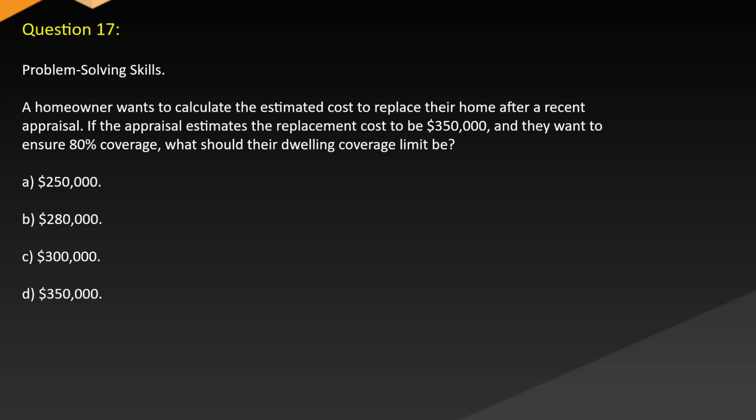Question 17. Problem-solving skills. A homeowner wants to calculate the estimated cost to replace their home after a recent appraisal. If the appraisal estimates the replacement cost to be $350,000 and they want to insure 80% coverage, what should their dwelling coverage limit be? A. $250,000. B. $280,000. C. $300,000. D. $350,000.